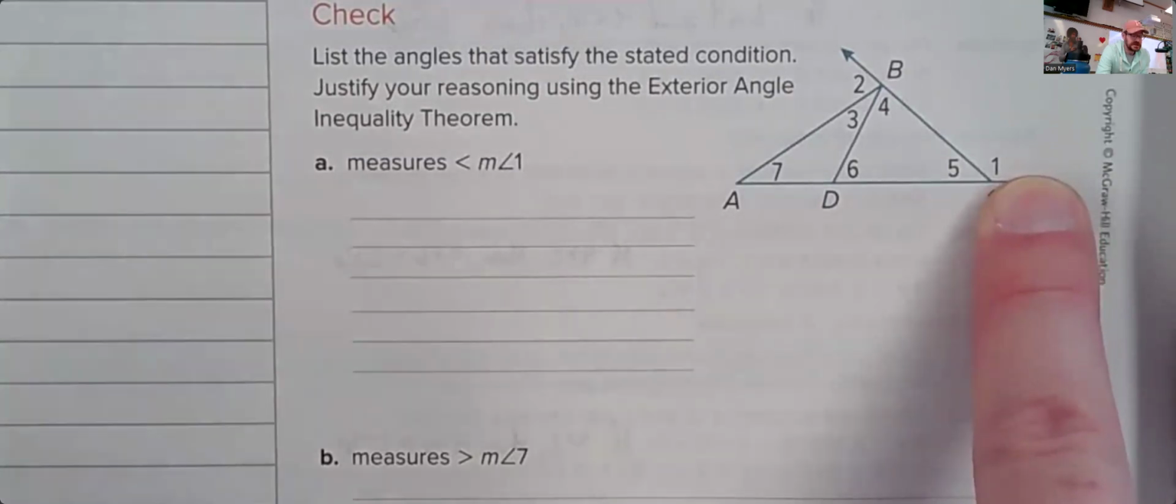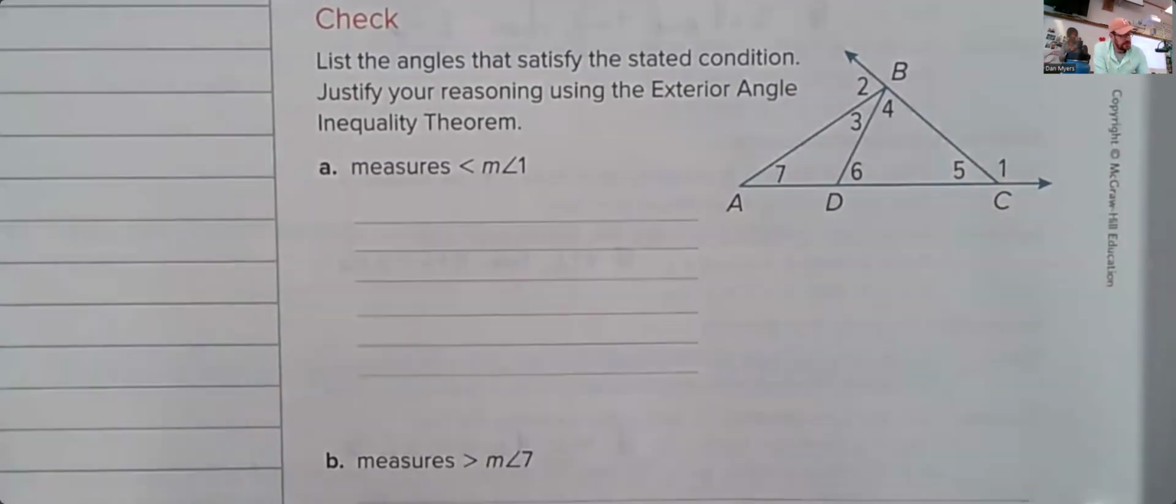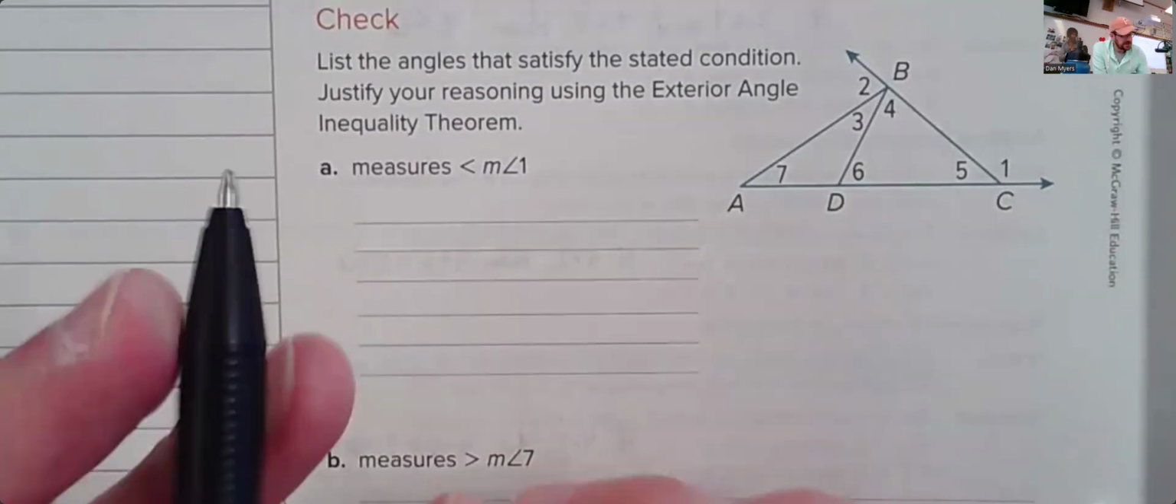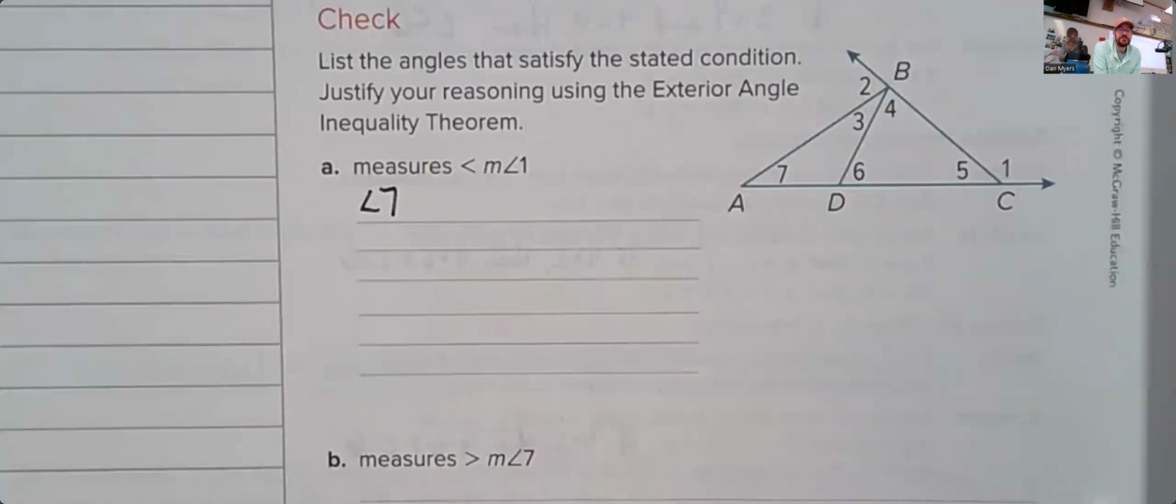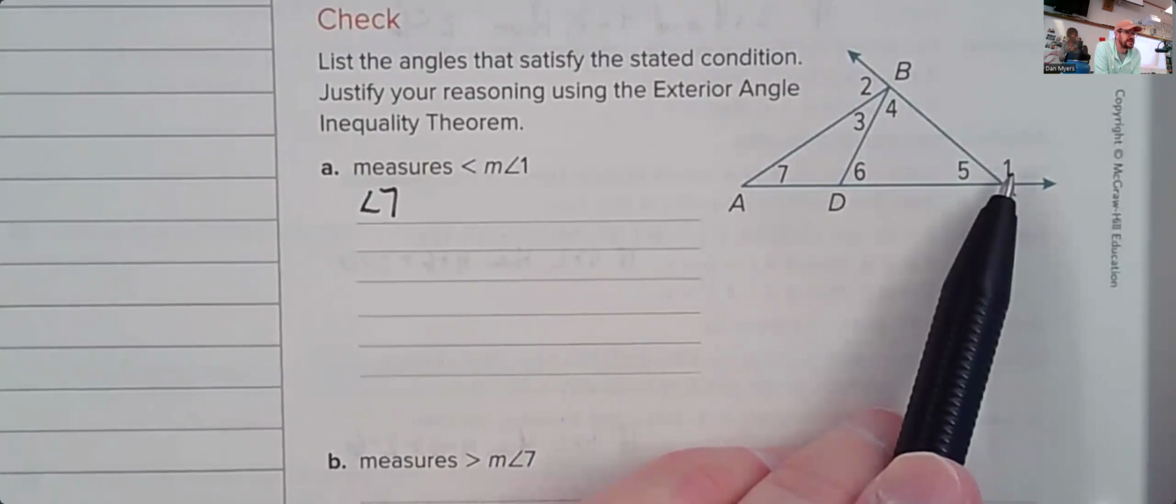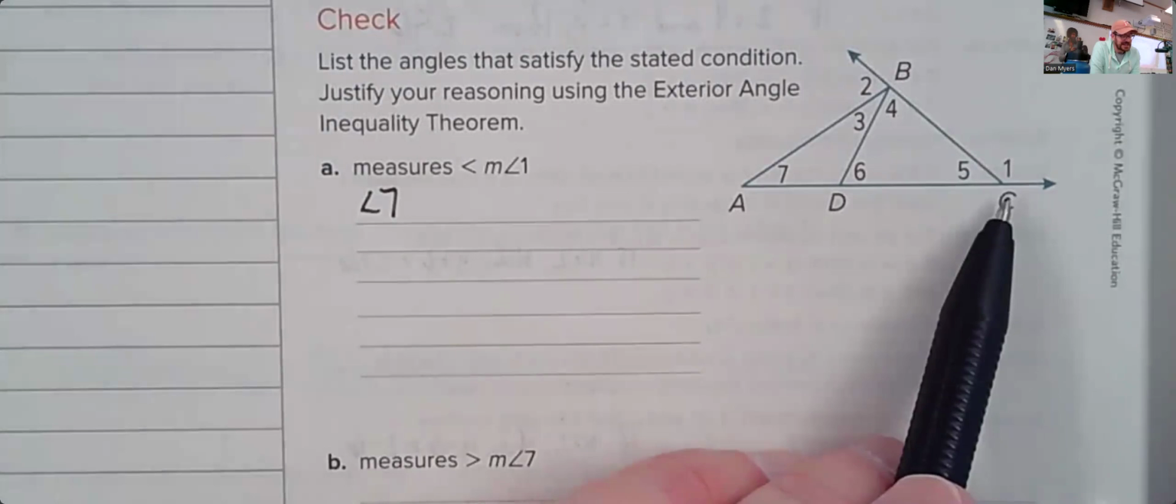Which one? 7. Good. So, measures that are less than angle 1. Let's just write them out. Angle 7. Certainly less than angle 1, because 7 is a remote interior angle in relation to the exterior angle 1. So angle 7 has to be less than angle 1.